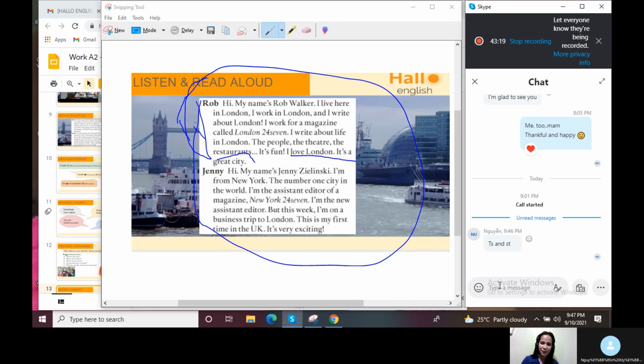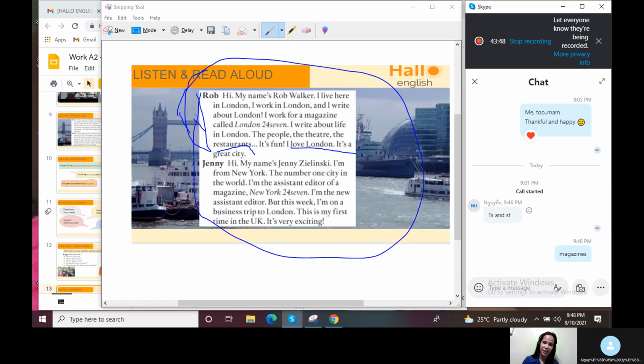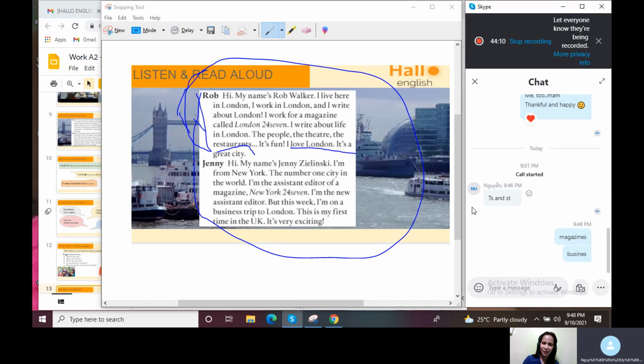Like for example, magazines. Magazines. Again. Magazines. Very good. How about, what do you want? Business. Business. Okay. So I think you can read words ending in S. Yes. I think so.